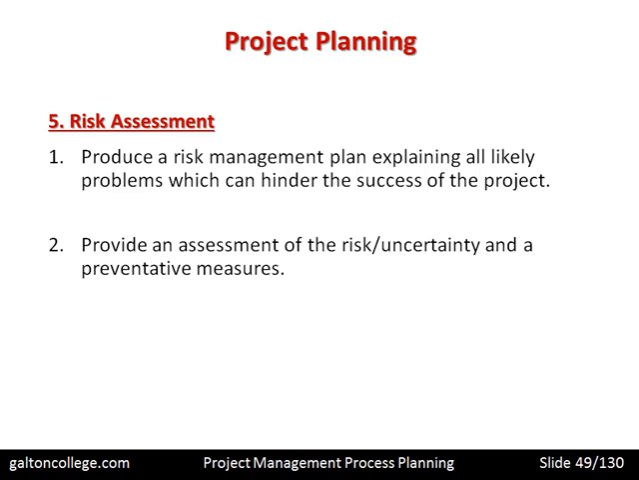Provide an assessment of risk and uncertainty and preventative measures. Look at risks and uncertainty. There is a difference between risk and uncertainty, which is dealt with in other videos on the course, but essentially risk has a probability of happening. We may be able to work out the probability, or it may be a subjective probability. But uncertainty, we have no idea of what's going to happen next. In a sense, the world in which we live has a lot of uncertainty. We're not sure about what's going to happen tomorrow, what will be the headline of the news tomorrow.